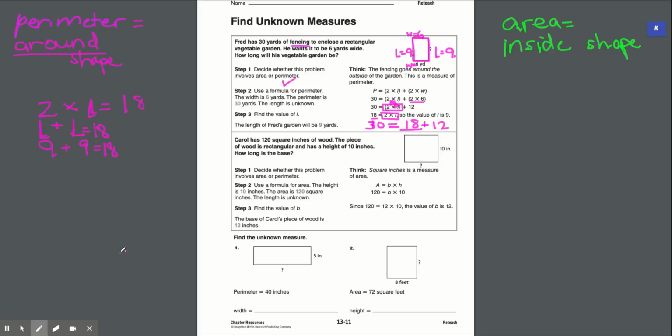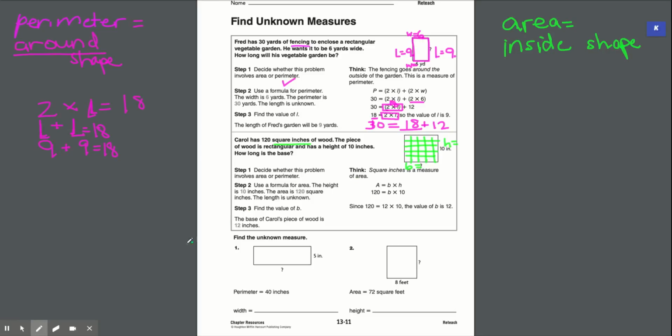Now let's try this story. Carol has 120 square inches. Ooh, that means that the measurement is going to be squares inside, right? Square inches tells you that this is a measurement of area, so let's use that clue. The piece of wood is rectangular and has a height of 10 inches. So 10 inches is how high it is. How long is the base? This is the base, right?